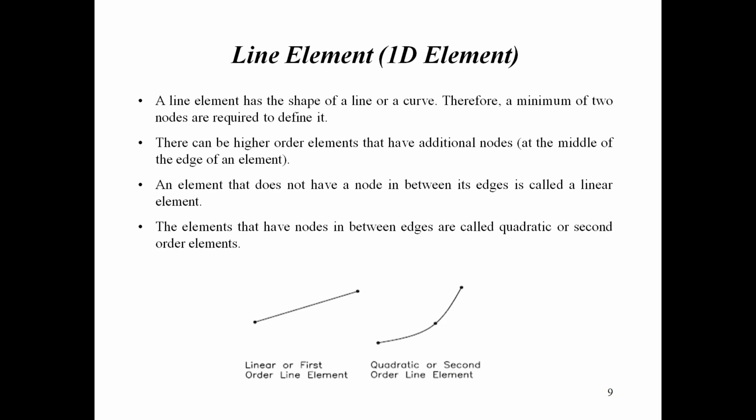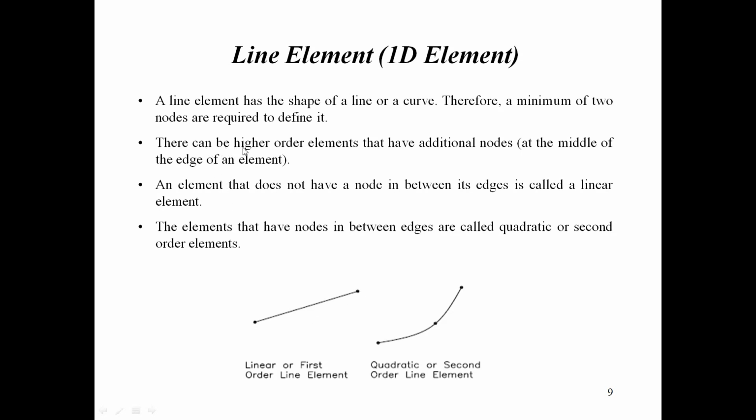So we will see in detail all the three types of element. First of all, the line element, or we can say the 1D element. A line element has the shape of a line or a curve. It may be a line or it may be a curve. Therefore, a minimum of 2 nodes are required to define it. If you look at the bottom of the slide, that straight line is indicated as an element, and its end points are the nodes, 2 nodes.